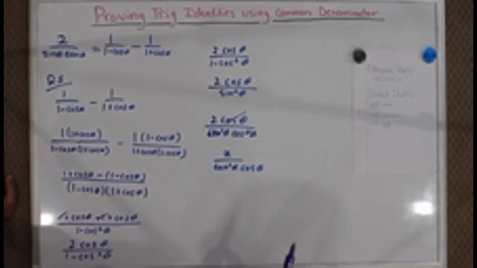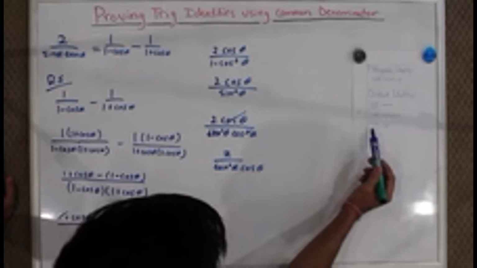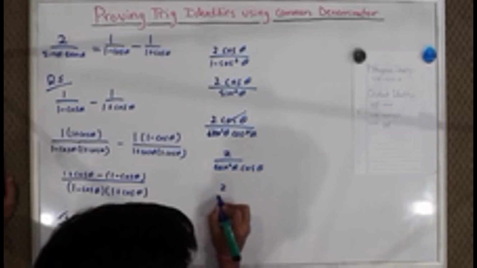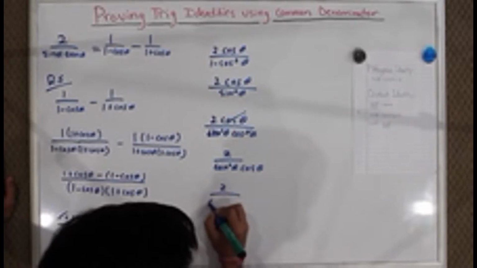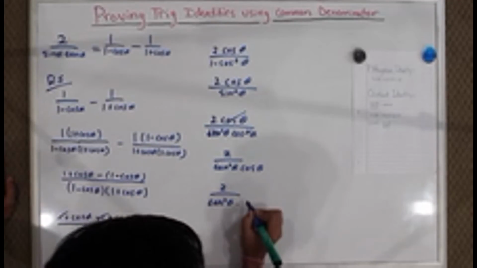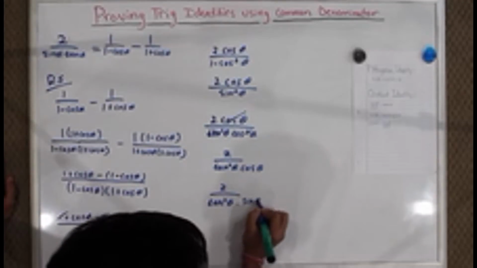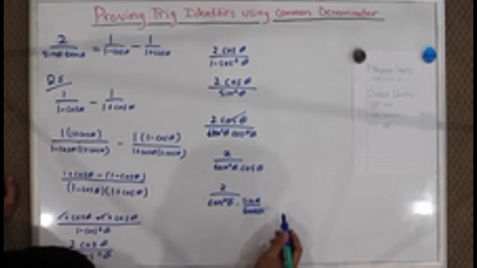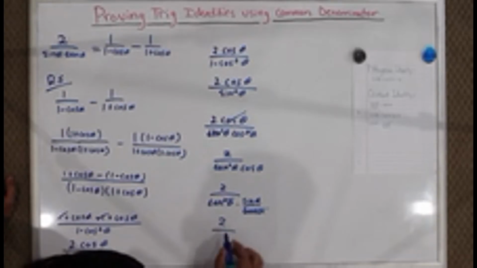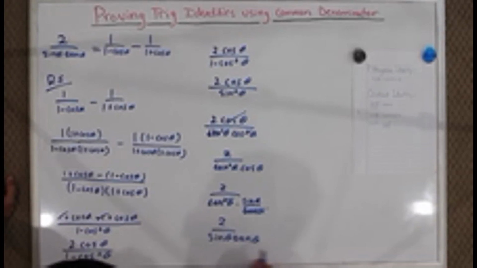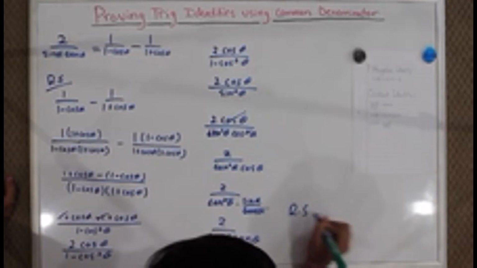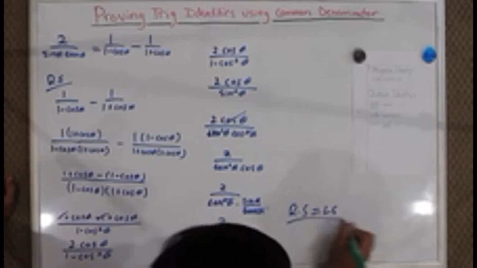Now if we look at the quotient identity again, we know that cos theta is equal to sine theta over tan theta. So we can change 2 over tan squared theta times cos theta into sine theta over tan theta. Now we can cross out one tan from here and this tan from here. So we're left with 2 over sine theta times tan theta. And as you can see, this is equal to the right side, so we can conclude that the right side is equal to the left side.